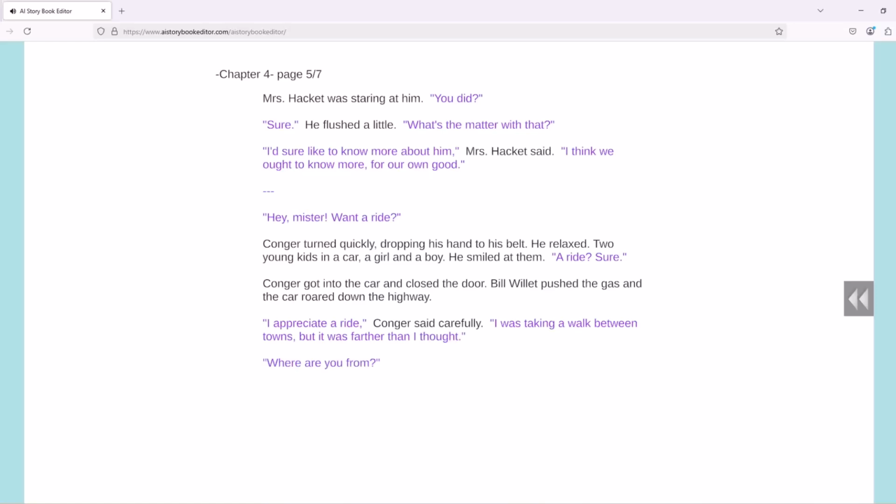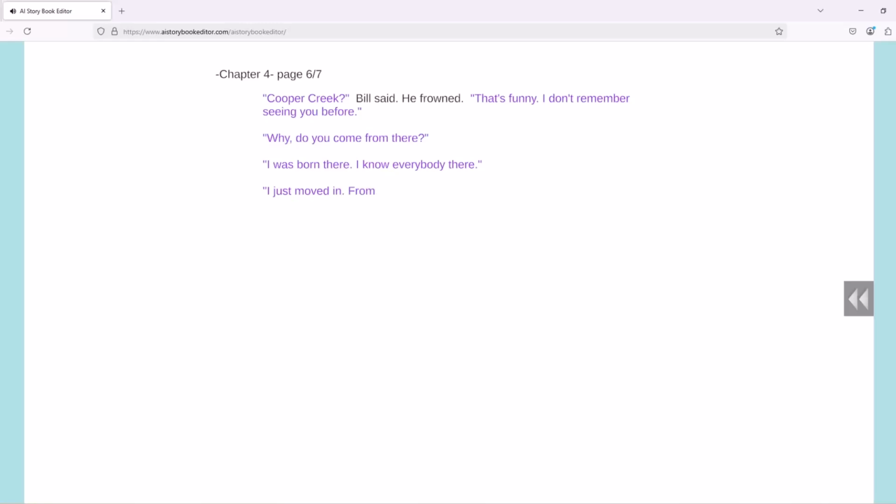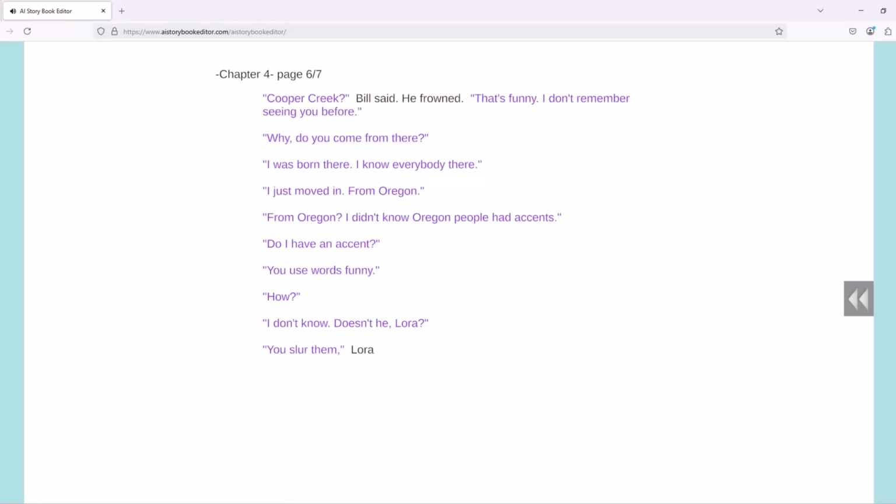"Where are you from?" Laura Hunt asked. She was pretty, small and dark, in her yellow sweater and blue skirt. "From Cooper Creek." "Cooper Creek," Bill said. He frowned. "That's funny. I don't remember seeing you before. Why do you come from there?" "I was born there. I know everybody there." "I just moved in, from Oregon." "From Oregon? I didn't know Oregon people had accents." "Do I have an accent?" "You use words funny." "How?" "I don't know. Doesn't he, Laura?" "You slur them," Laura said, smiling. "Talk some more. I'm interested in dialects."